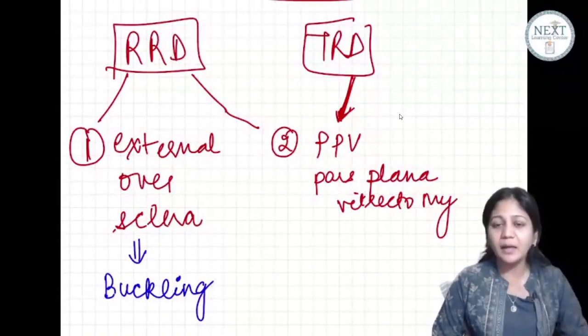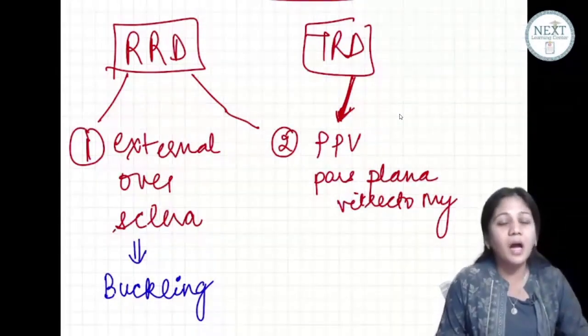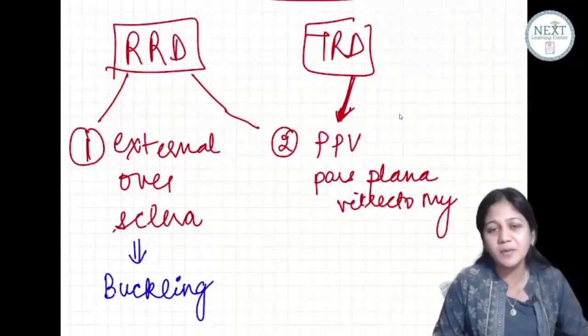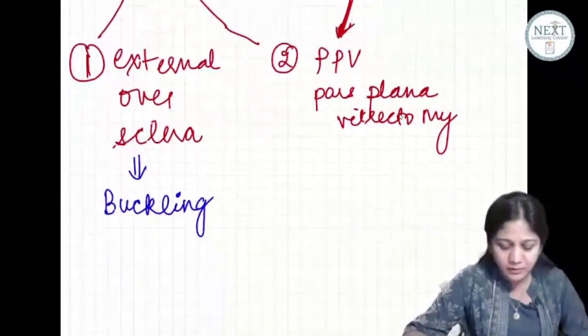So pars plana vitrectomy is the treatment of choice for TRD and some cases of RRD; you can also do a pars plana vitrectomy. Now I'll be showing you something. Let us see first.